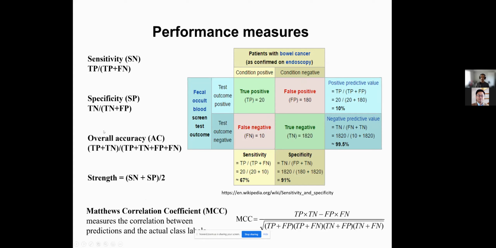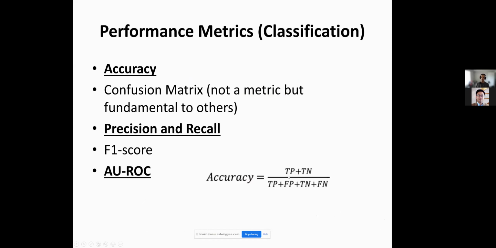When you're calculating a couple of things, sensitivity is true positives divided by true positives plus false negatives. These are the different things you need to learn to understand what's going on here for some performance metrics. So if you go back to here, your true positives plus your true negatives, which means everything you got right, divided by every single prediction possible, that's your accuracy.